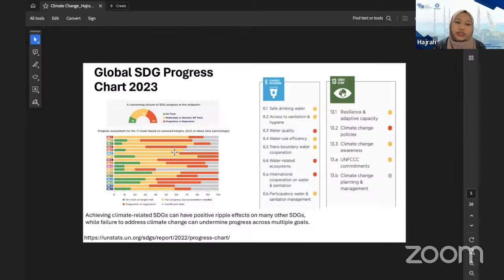And for sure, achieving climate-related SDGs can have positive ripple effects on many other SDGs, while failure to address climate change can undermine progress across multiple goals.